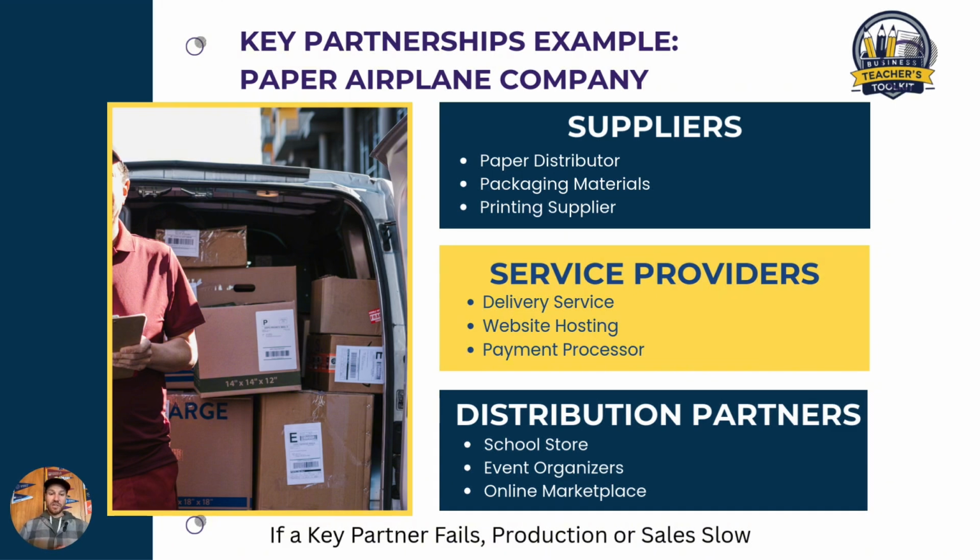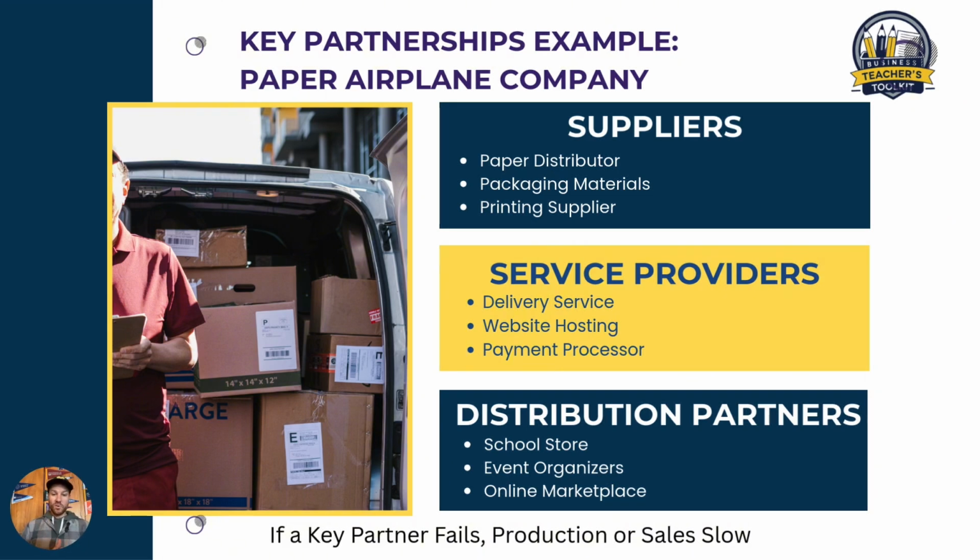A key partnerships example for the paper airplane company: well, you have to have a paper supplier, right? A distributor that is selling you the paper, because you might make paper airplanes, but you don't make paper. Maybe you need a packaging material supplier, someone where you can take all your paper airplanes, put them inside a box, and then ship it off. What if your paper airplanes have a printed design on them? Maybe you're not a printer, so you have a printing supplier as well.